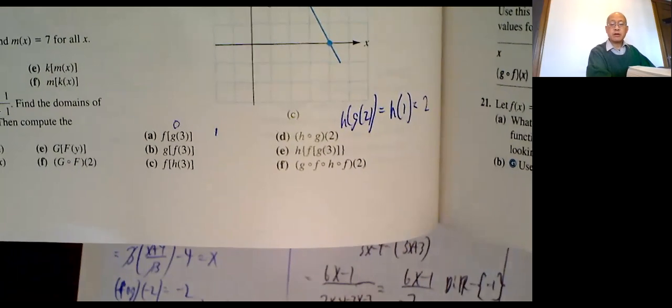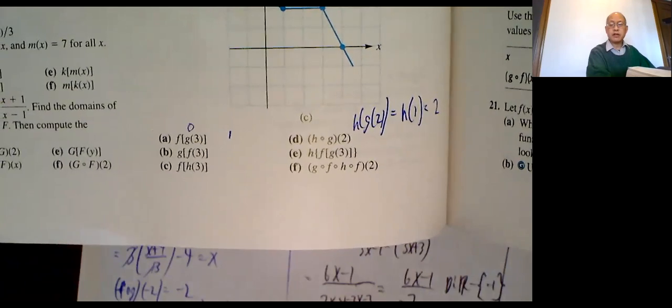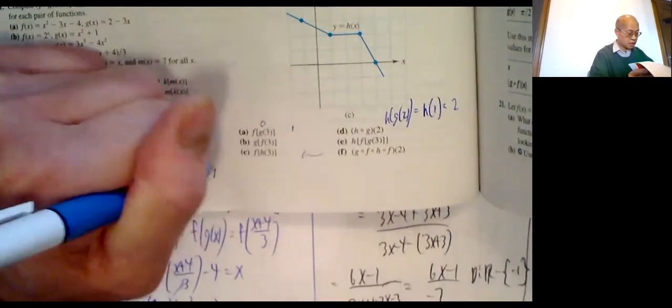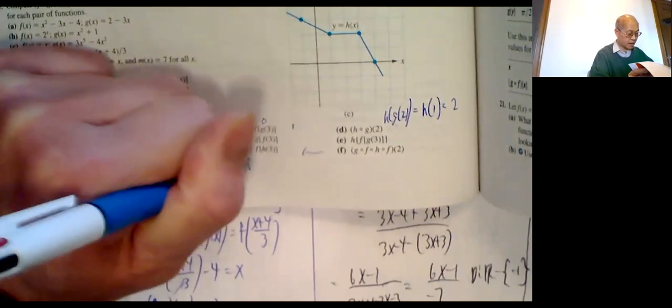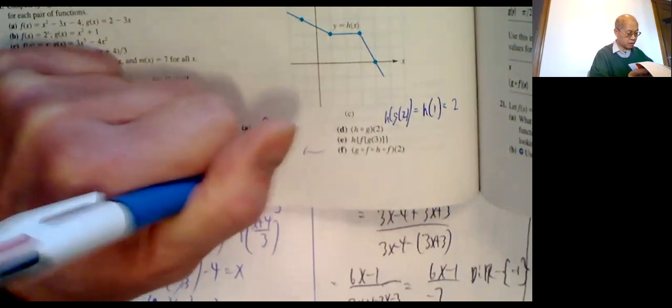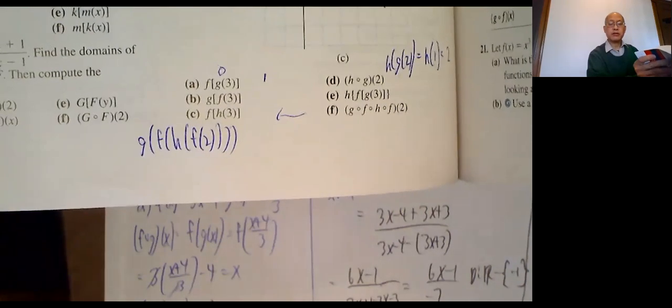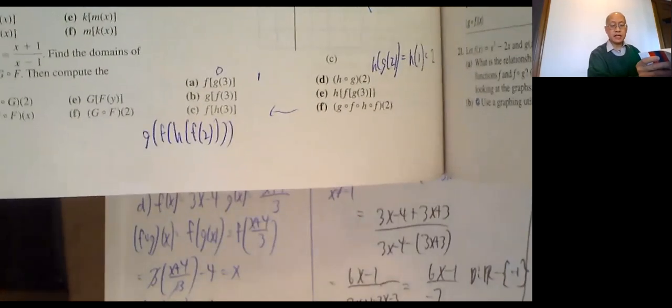And the last thing I'll do probably is f. That looks like the hardest of them all. There's 4 functions involved: g, f, h, f of 2. So maybe I'll write this over here. It's g of f of h of f of 2, with four parentheses. g circle f circle h circle f of 2. And you say that gets me all dizzy.